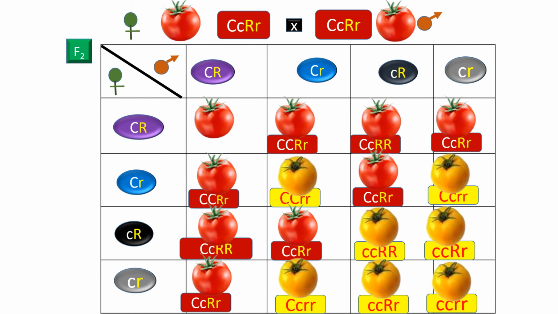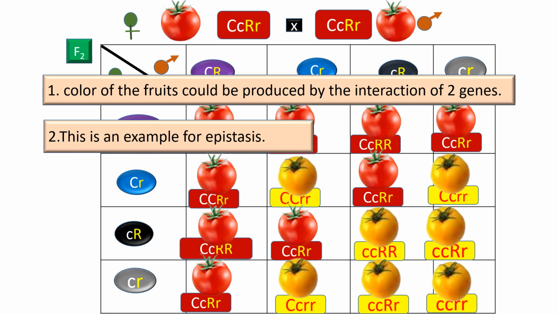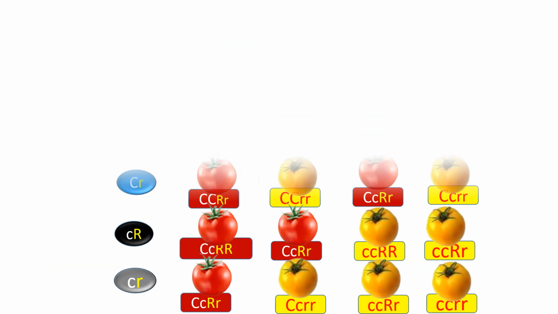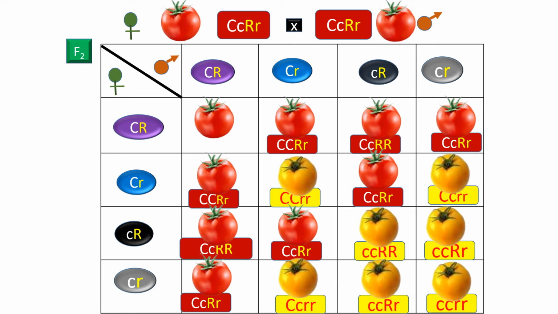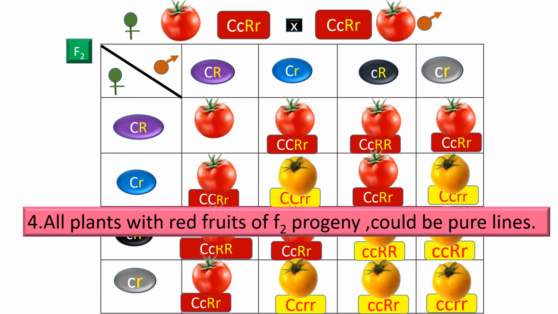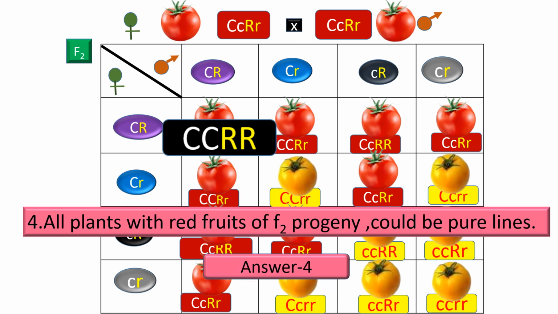Since the inheritance represents recessive epistasis, statements 1, 2, 3 and 5 are correct. But the 4th statement is incorrect, because only 1 plant with red fruits of the F2 progeny represents a pure line, since it bears homozygous dominant alleles for both the genes. The correct answer is 4.